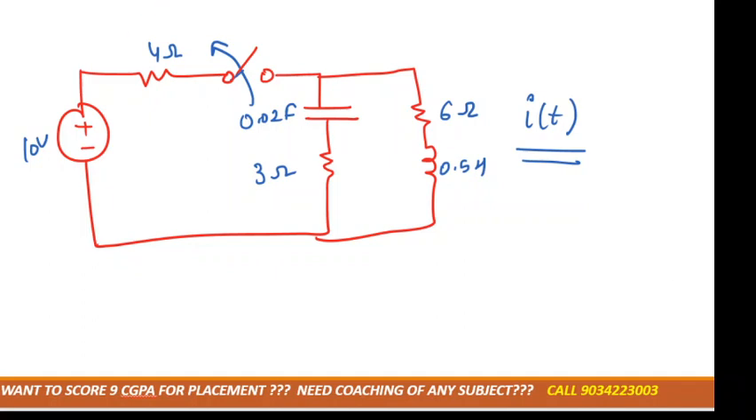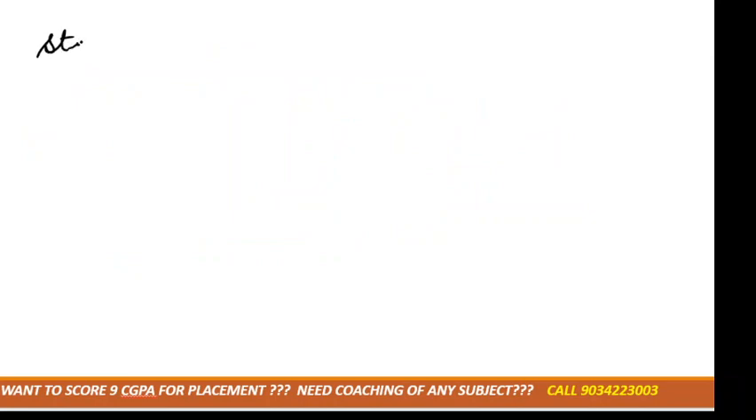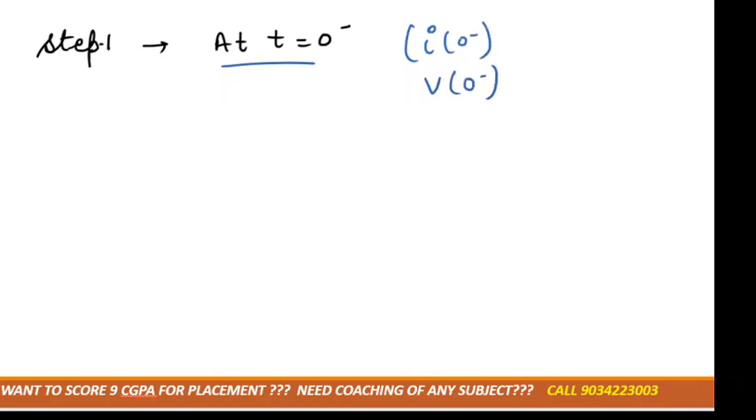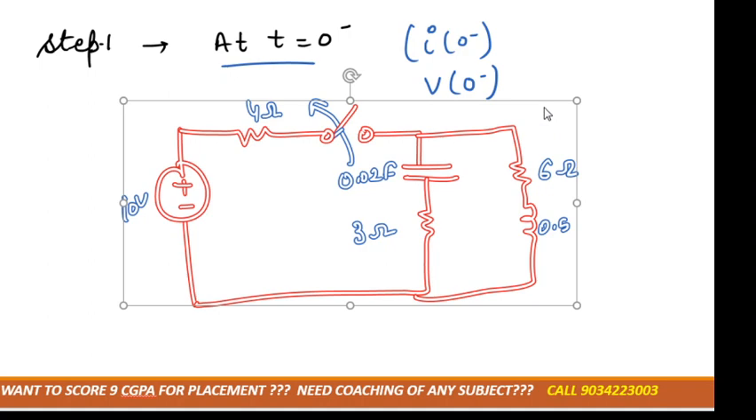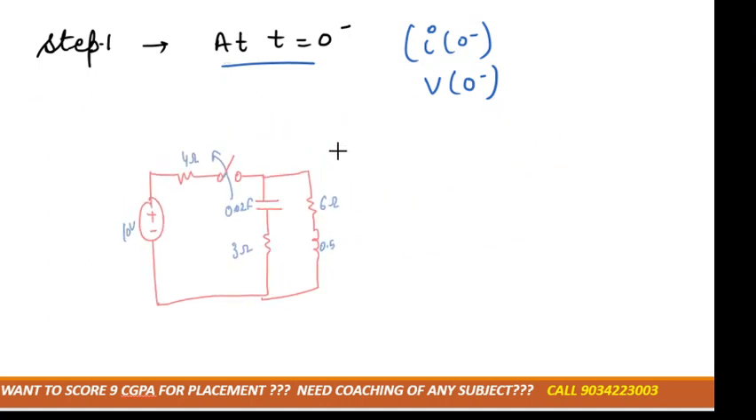See again, this is the question based on RLC second order, right? So we have to follow certain steps. Step number 1, we have to calculate the condition at t equal to 0 minus. Remember, at t equal to 0 minus we need to calculate I of 0 minus and V of 0 minus, right? So now you need to tell me that at t equal to 0 minus, the switch will be opened or closed.